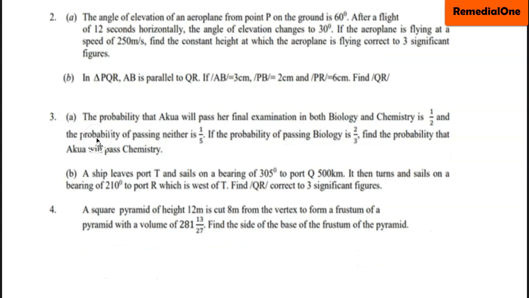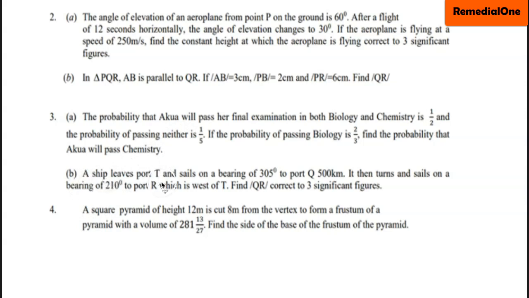Question 3A. The probability that Apia will pass her final examination in both biology and chemistry is 1 on 2, and the probability of passing neither is 1 on 5. If the probability of passing biology is 2 on 3, find the probability that Apia will pass chemistry. Let's look at the B part.